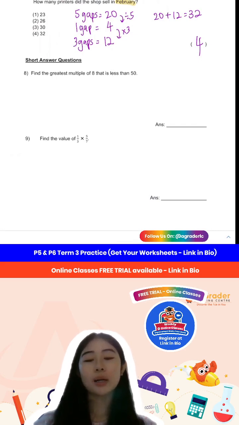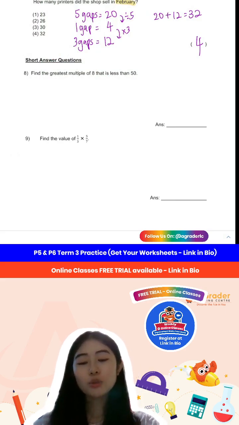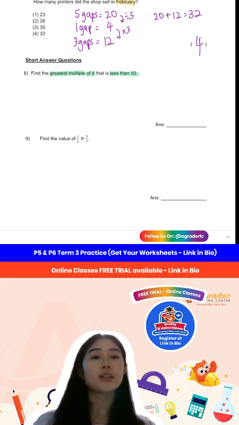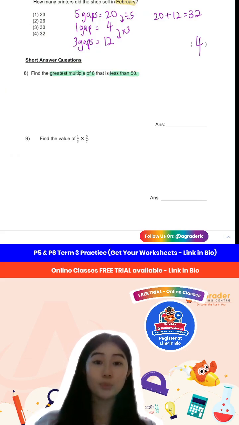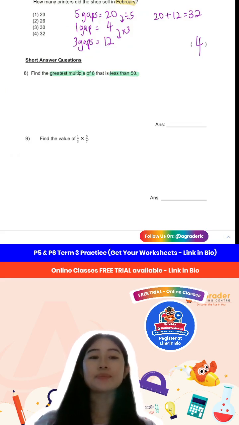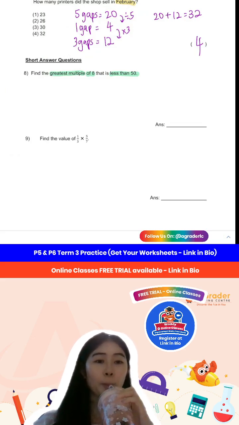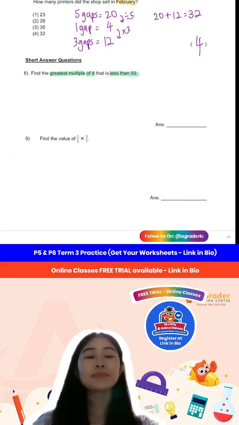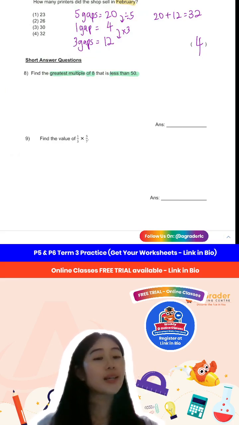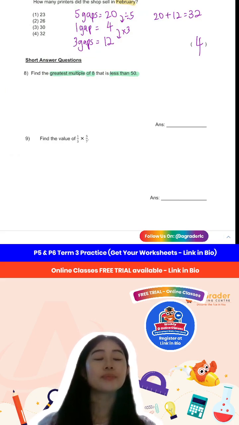Let's look at our first Section B question. You're supposed to find the greatest multiple of 8 that is less than 50. Let me know your answer in the chat. This is just a 1 mark question, so it's supposed to be quite easy. Just another 10 seconds should do. Last 10 seconds to send in your answer.